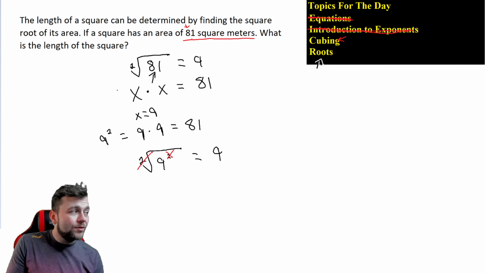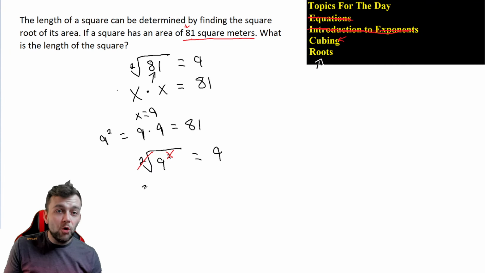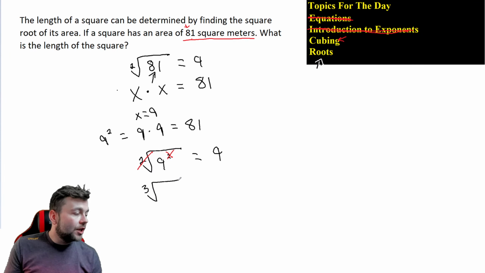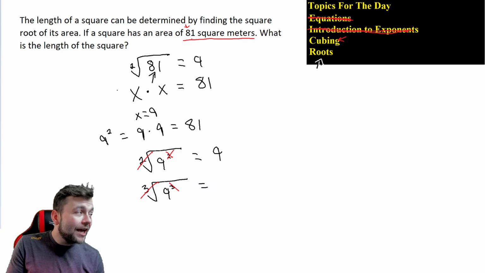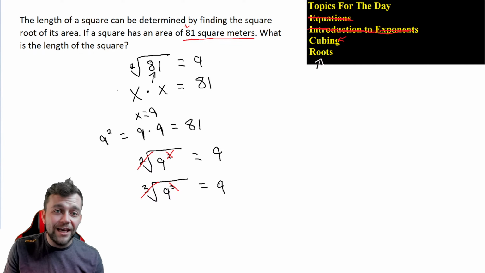The same thing is true. Let's just say it's the cube root of 9 cubed, right? That is the same thing. So inverse operations, that's what I want you to remember. That is the same thing as just writing 9 again. They cancel each other out when they're equal. They have to be the same.